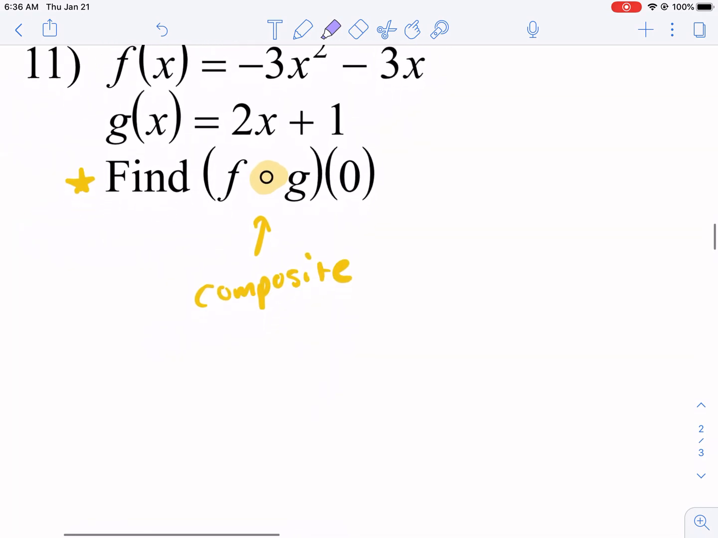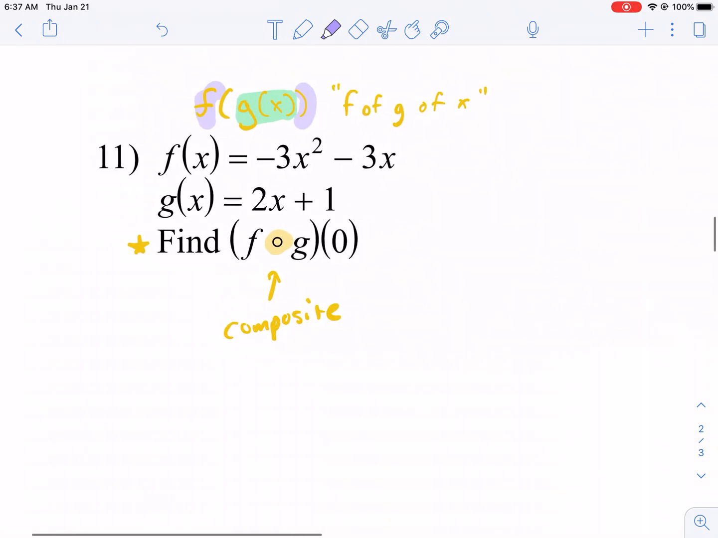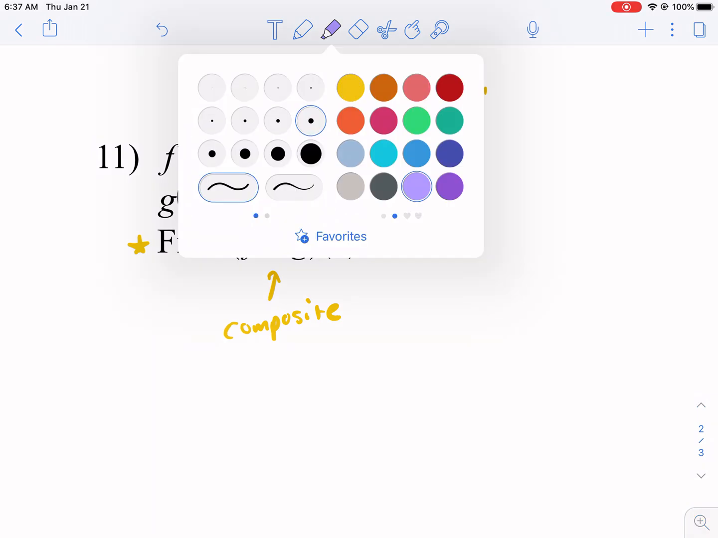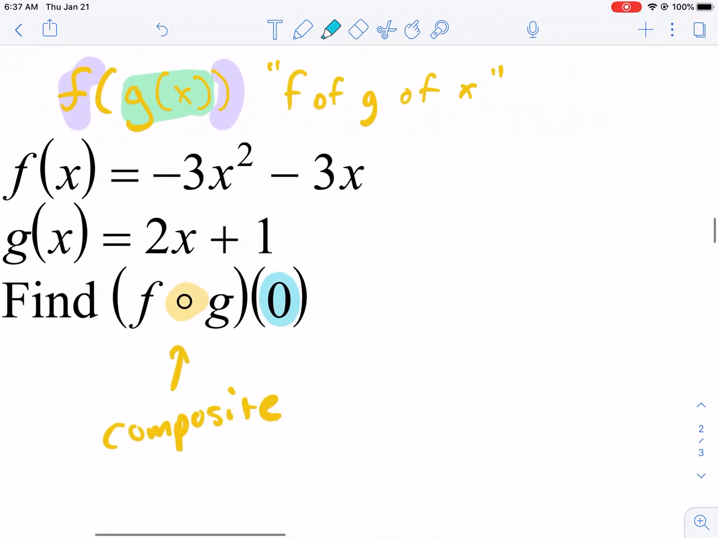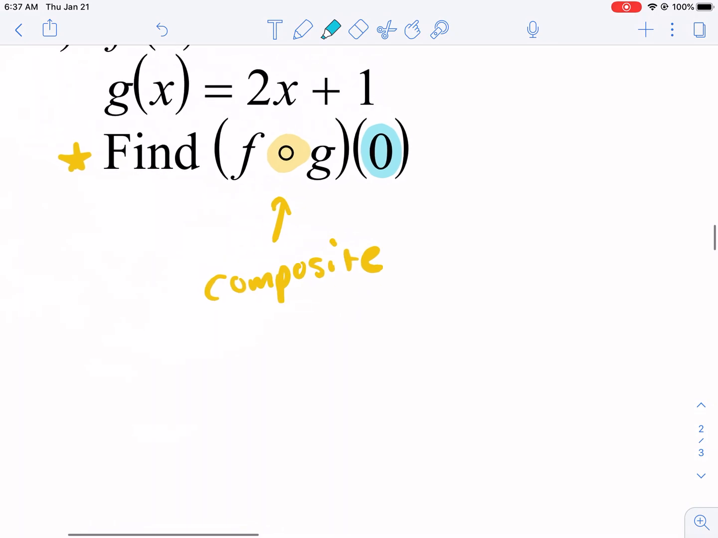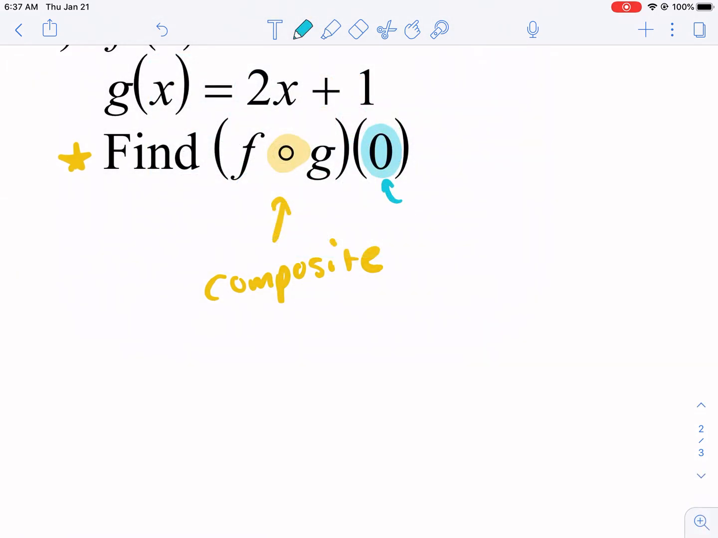As we look at this f of g of x, f of g of 0, we're going to identify a few things. First thing we identify is our input. Our input is always going to be the second parenthesis. So in this case right here, our input was this x. Down here, our input is 0. So this is important. This is our initial input.